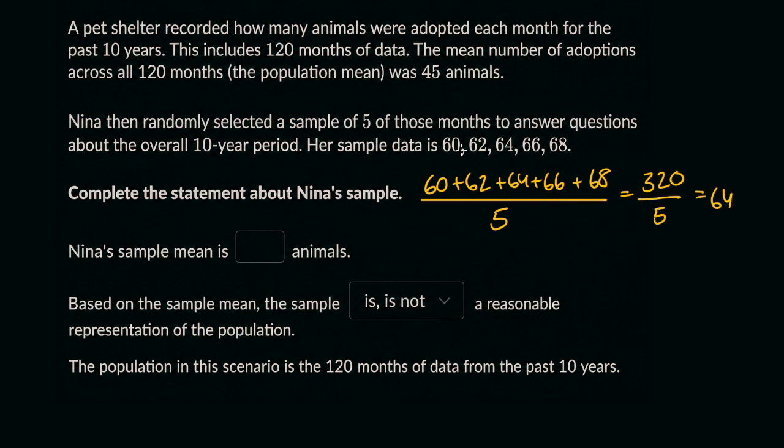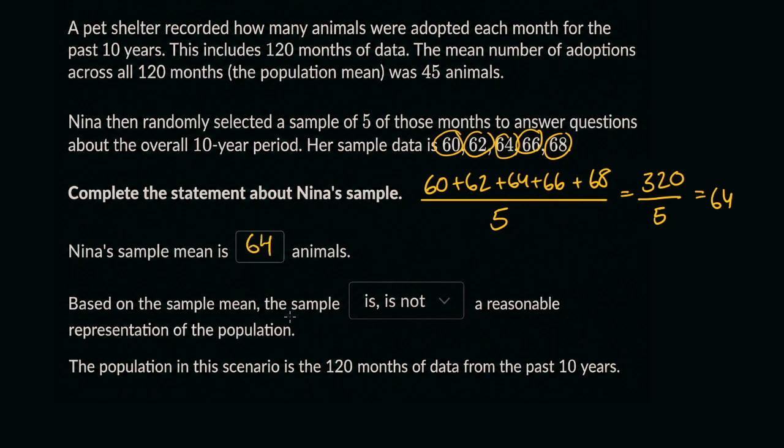And this actually makes sense because even if you look at this data, the average of 60 and 68 is 64. The average, or I should say the mean, of 62 and 66 is 64. And then we just have a 64 here. So Nina's sample mean is 64 animals.